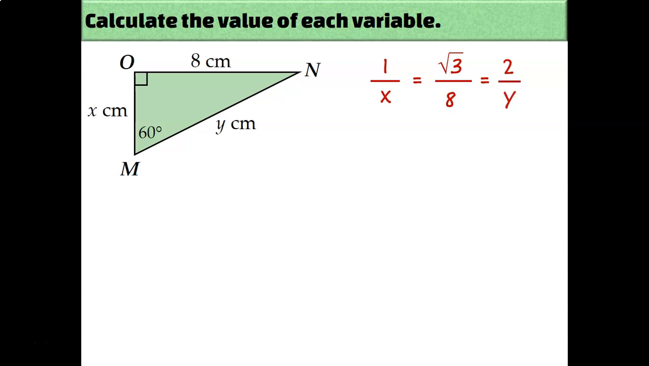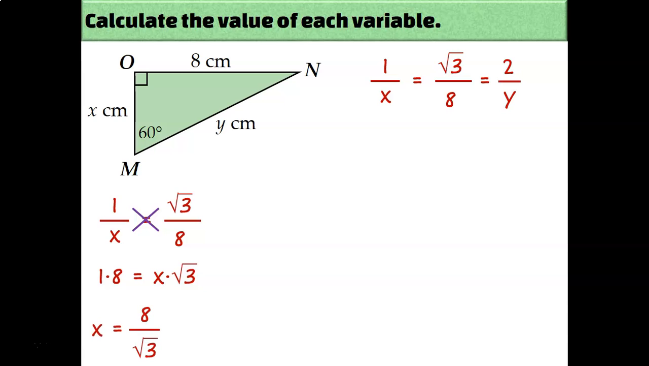So taking this one pair at a time to solve for each variable, I'll say 1 over x equals the square root of 3 over 8, cross multiply, and I have to divide by the square root of 3 this time, so I get 8 over the square root of 3. But as we discussed in the warm-up, that's improper. You're not allowed to leave a radical in the denominator of a fraction, so we must rationalize.